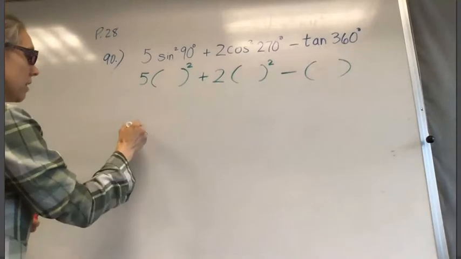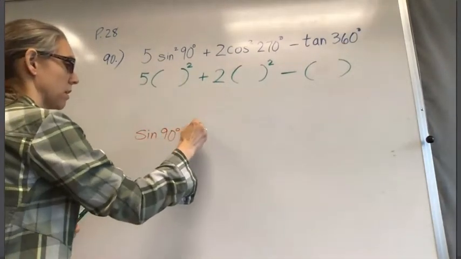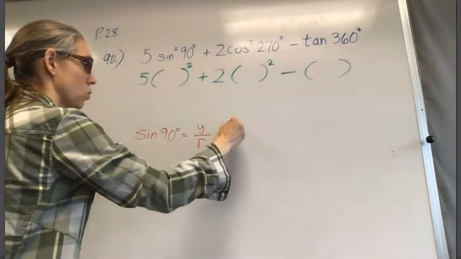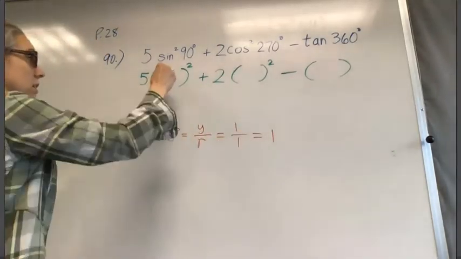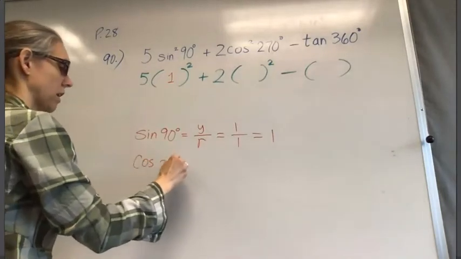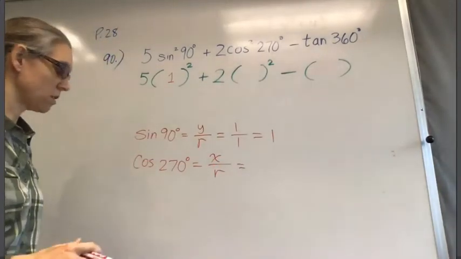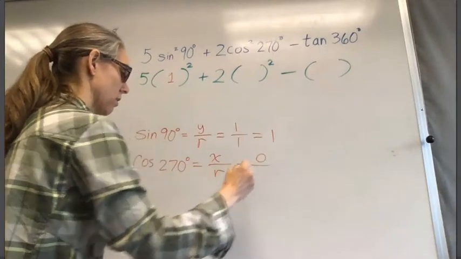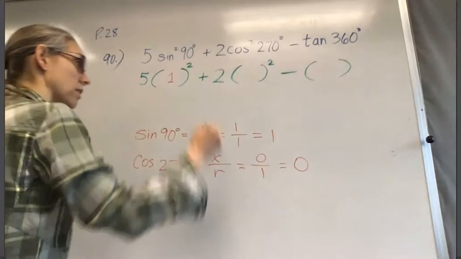So the sine of 90 degrees is going to be, remember that's y over r. The y value at 90 degrees is 1. The r value is 1. So the sine of 90 degrees is 1. The cosine of 270 degrees, that would be x over r. At 270 degrees, cosine is 0 and r is 1, so we have 0.